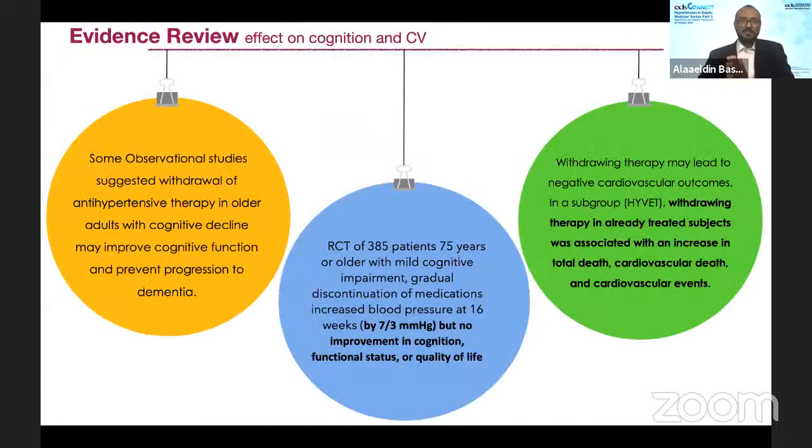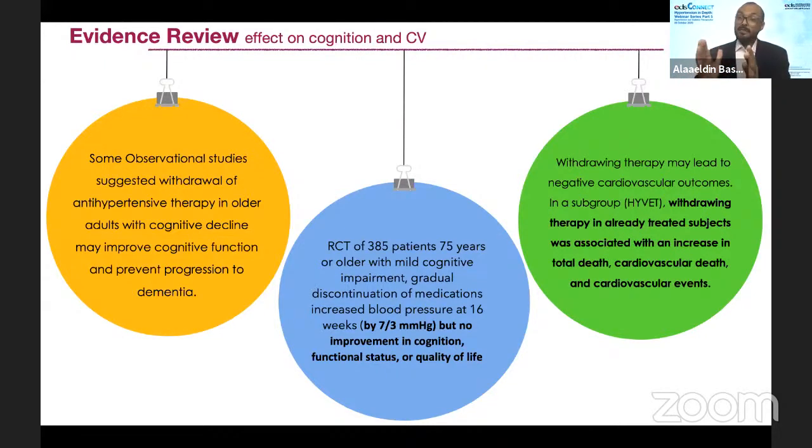If we look at the evidence between the two, first, the orange one: there were some observational studies that found withdrawing the medication in the elderly population is associated with improved cognitive function. So when you withdraw the treatment, their cognitive function will improve. But this is an observational study. There is a randomized controlled trial of around 385 patients who were 75 years of age. They found that when you withdraw the medicine, there is an increase in blood pressure by around 7/3 millimeters of mercury, and there is no improvement in cognition, functional status, or even quality of life.